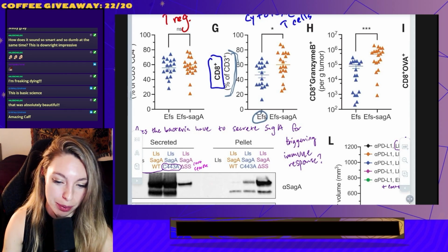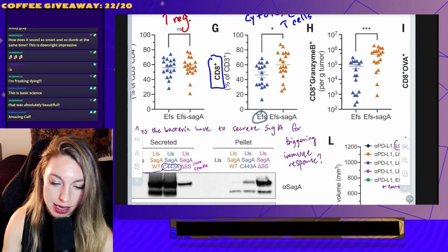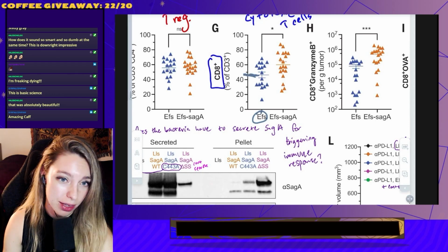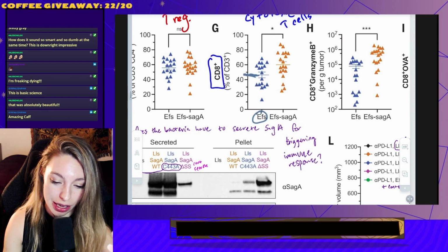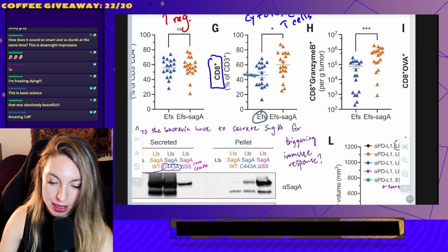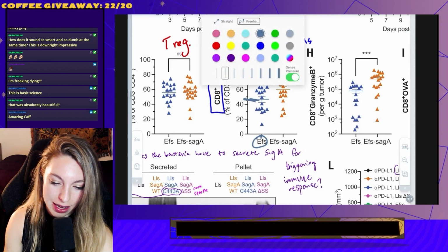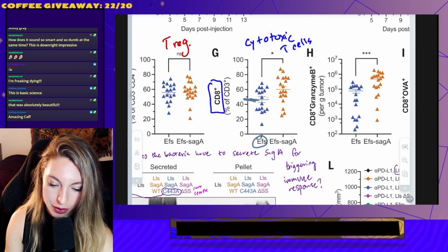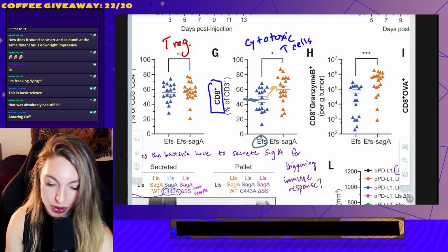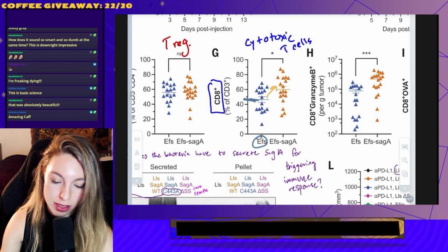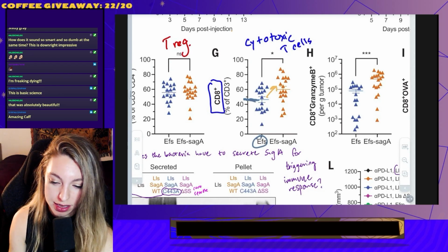We're not looking at total number anymore. And you can see here that there's only about 40-50% of the CD3 T cells that are actually cytotoxic. But in the SagA expressing bacteria, you can see that now that's shifted up to about 60% of the T cells. So there's this small increase in the cytotoxic T cells. That's cool.